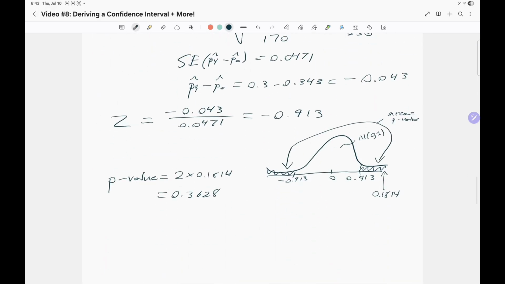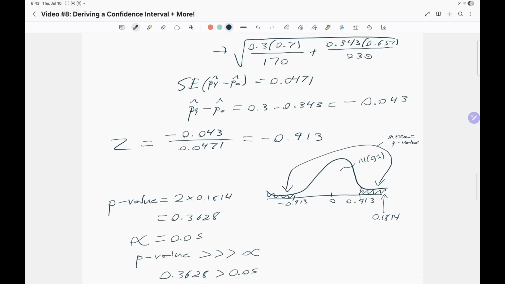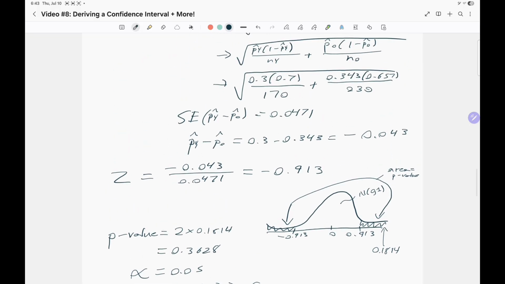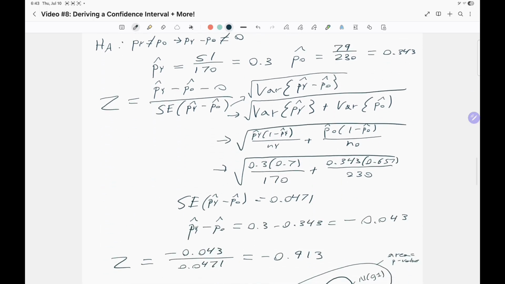That is well above our alpha, which is 0.05. The p-value is much greater than alpha. 0.3628 is much greater than 0.05. It's like 7 times greater. So that indicates that we cannot reject the null hypothesis in favor of the alternative, so we fail to reject it.